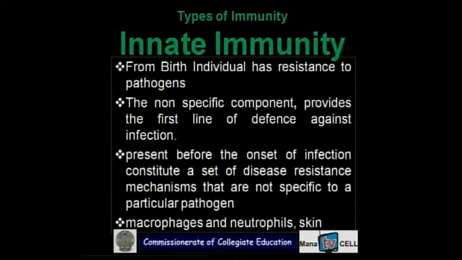So it is present inside the body before the infection, and it shows a set of resistance mechanisms towards pathogenic microorganisms. For example, macrophages, neutrophils, and the human skin all act as mechanical barriers or resistance-containing components in the innate immunity.